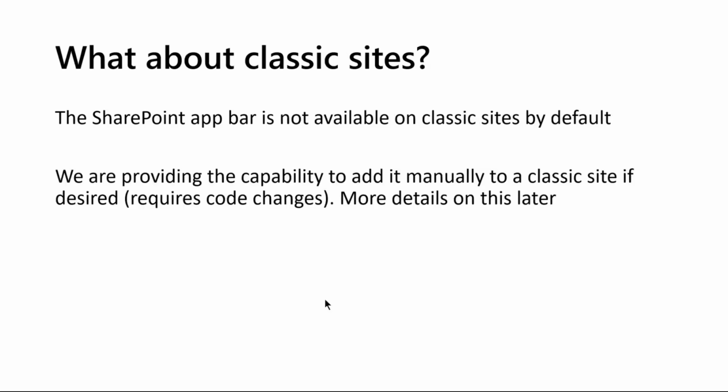Cool. Classic sites. The SharePoint App Bar is not available on classic sites by default. But we are providing the capability to add it manually to a classic site if desired. It does require code changes by you, and it'll require these code changes on a site-per-site basis. We're not publishing that guidance when we initially announce the feature in the message center post, but eventually, after some time, we will. So heads up on that one.